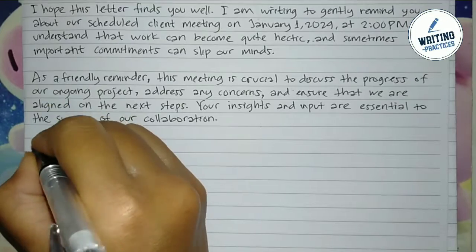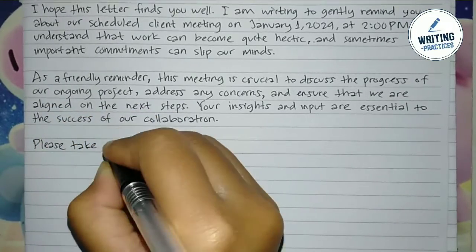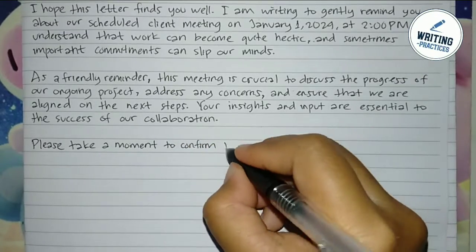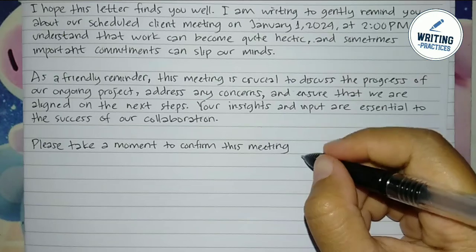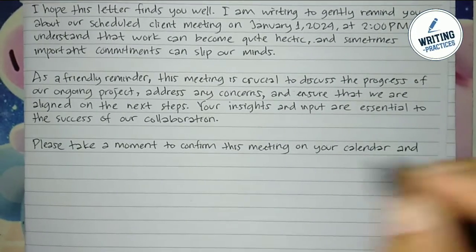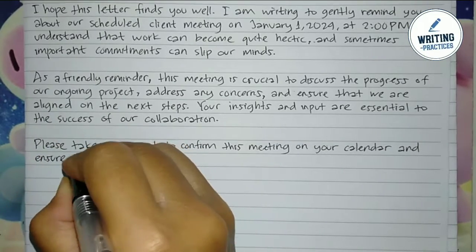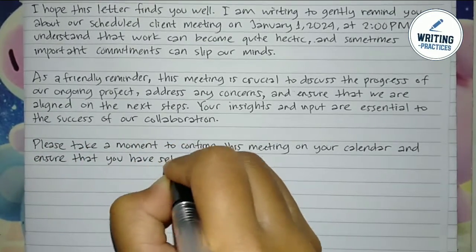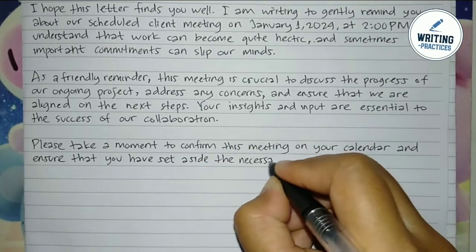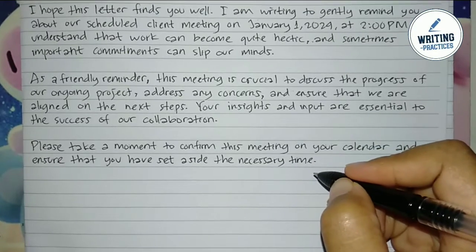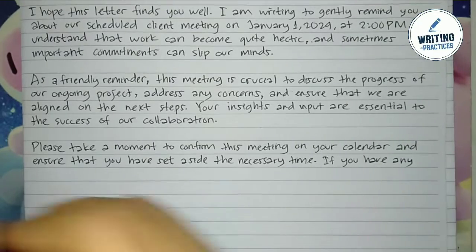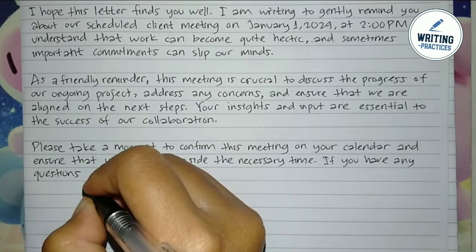In the third paragraph, this is where you write about a confirmation request. Yes, it is a polite request for the recipient to confirm the meeting. And you need to ensure it's on their calendar. If you don't know what to write, you may copy this. "Please take a moment to confirm this meeting on your calendar. And ensure that you have set aside the necessary time." Not only that, you need to also offer to assist with any questions or scheduling conflicts. They may have schedules on that day, and you can ask them to inform you.